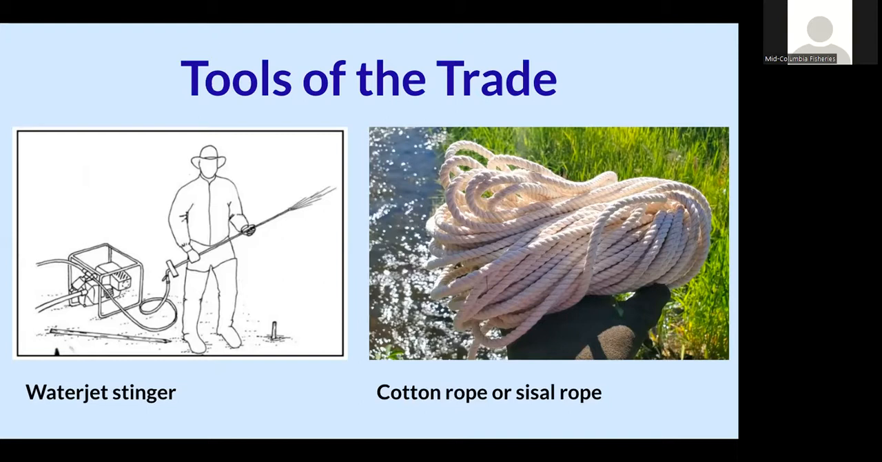Another tool that will come in handy for a lot of these installations is simple cotton rope or sisal rope. And we'll talk more about that, but it's just really easy to work with, easy to tighten and tie and cut. And it's also biodegradable. So we recommend cotton rope. And there are many more tools of the trade, and we'll hit those as we go through.